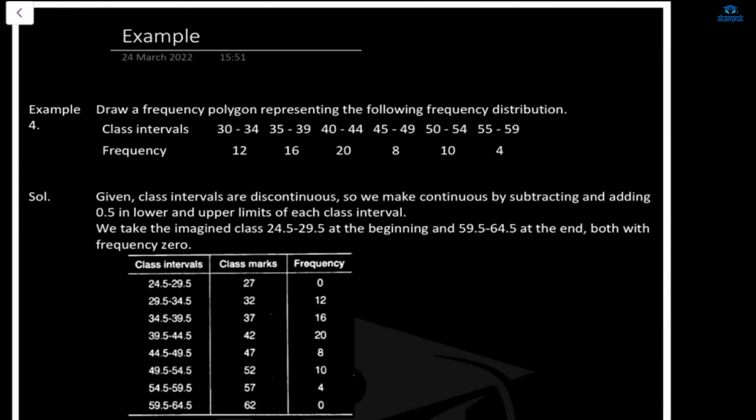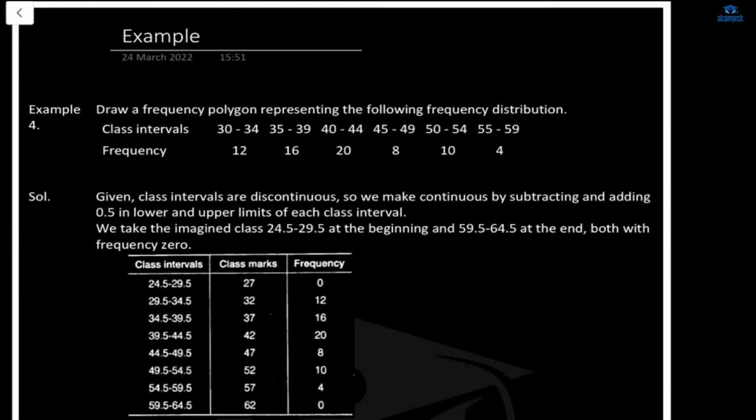Now you have to draw the frequency polygon, remember? So in a frequency polygon, always remember you have to include 2 extra values, one at the start and one at the end, so that there is a clean starting and clean ending. So before 29.5, the one class interval before this will be 24.5 to 29.5, and in the end also you will include one, that is 59.5 to 64.5.